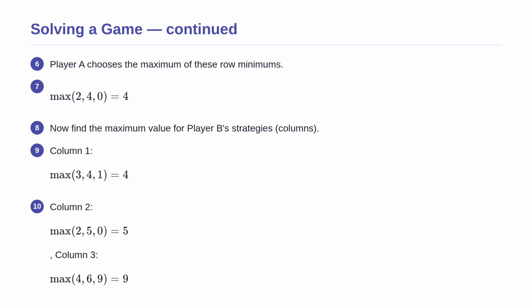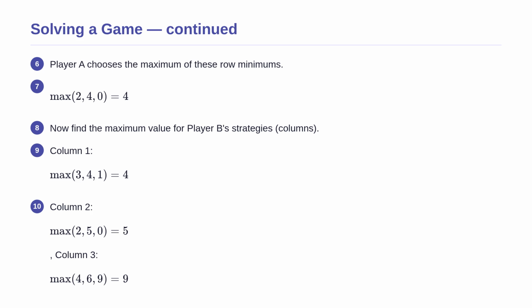Continuing with our analysis, player A must make a rational decision based on these worst-case scenarios. Player A wants to maximize their payoff, so they will choose the largest of the minimum values we just found. The maximum of 2, 4, and 0 is 4, which becomes our maximin value. Now we switch our perspective to player B, who wants to minimize the payoff given to player A.